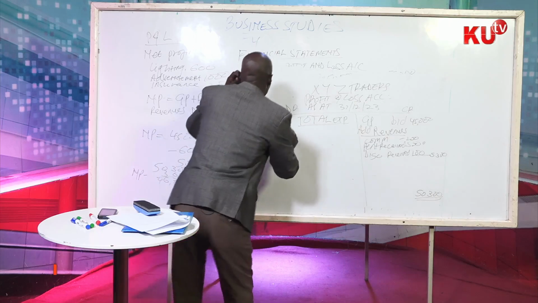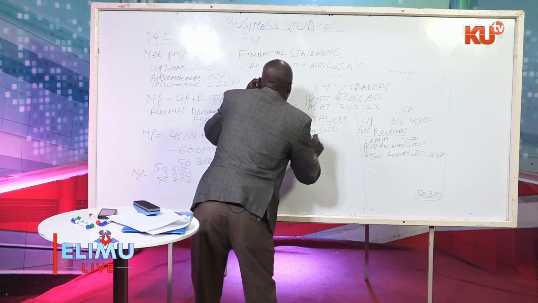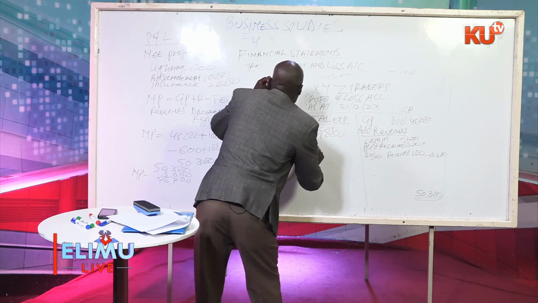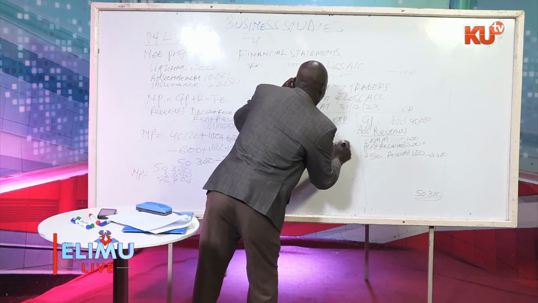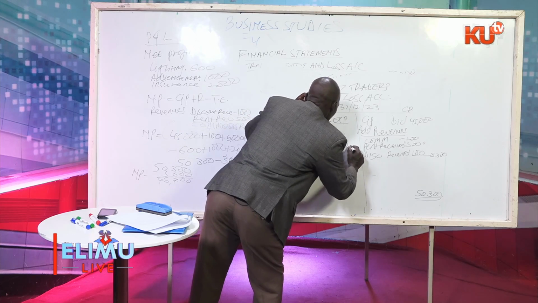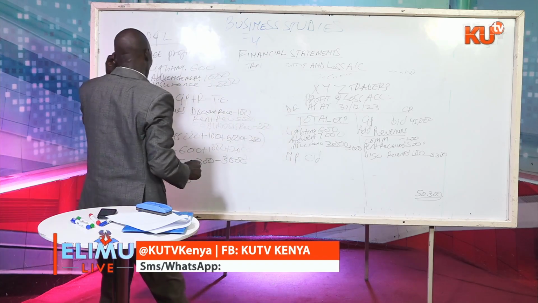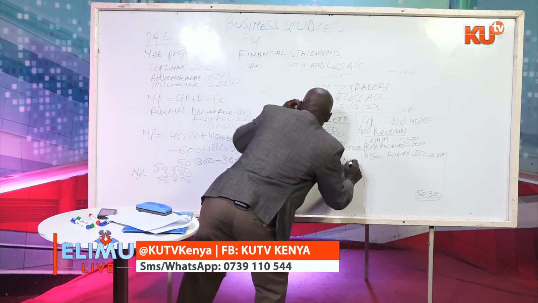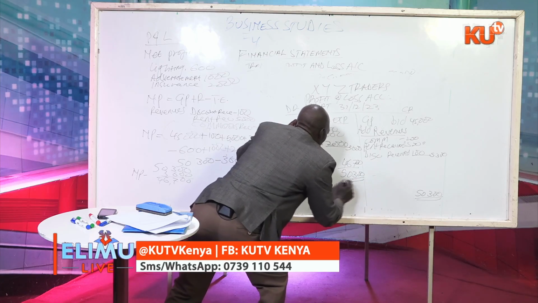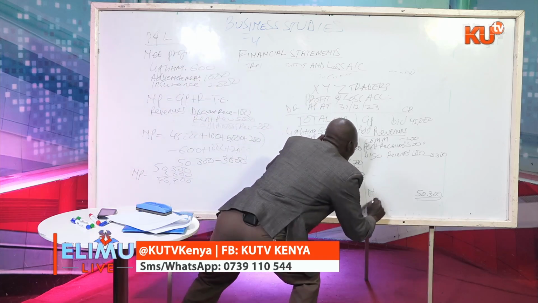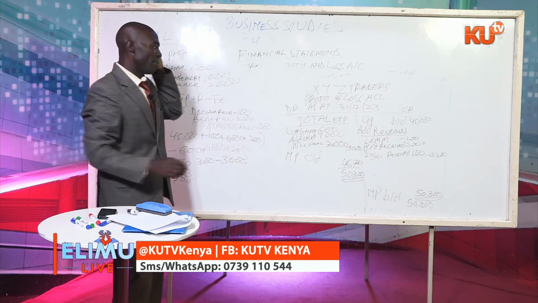So this should be 50,300. Then this side, total expenses, we have lighting, 600, advertisement, 1,000, insurance, 2,000. Then total here is 3,600. And then net profit carried down here is 46,700. If you add, it should come to 50,300 on the same line. So it crosses this side to be net profit brought down. So that is the end result of a profit and loss account.